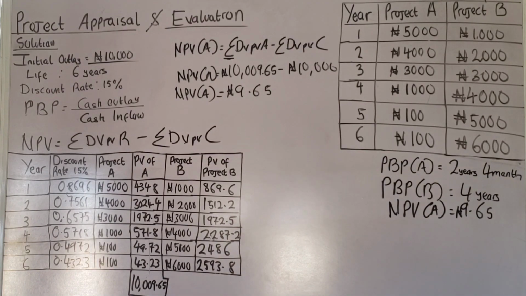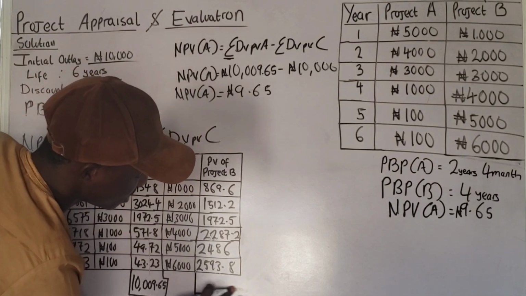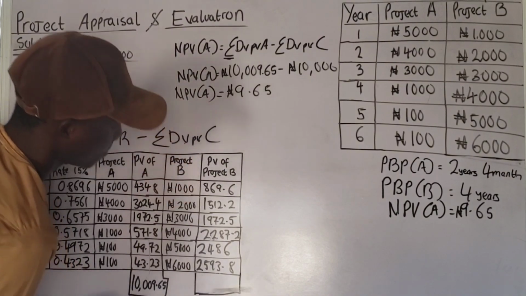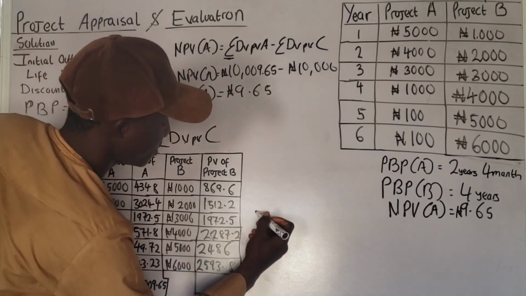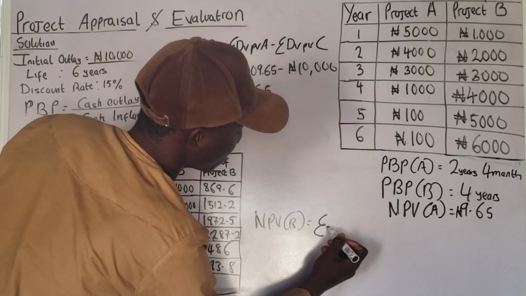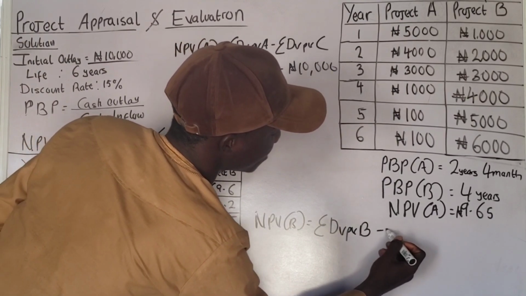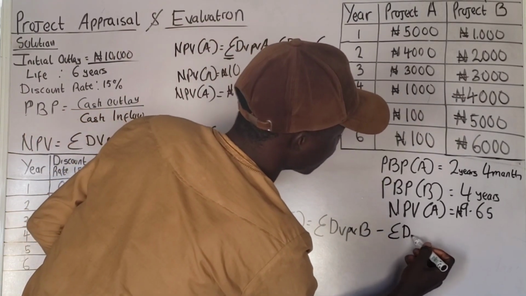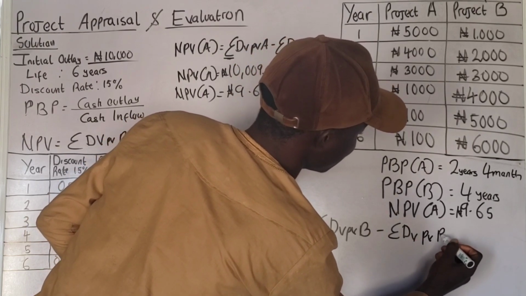To determine the net present value for project B, we are still going to use the same approach. We are going to sum the present value of project B. Please pay attention. We are going to sum all this together because the net present value for project B will be equal to the summation of the product of the discount value and the present value of project B, minus the summation of the product of the discount value and the cost of project B. You understand?